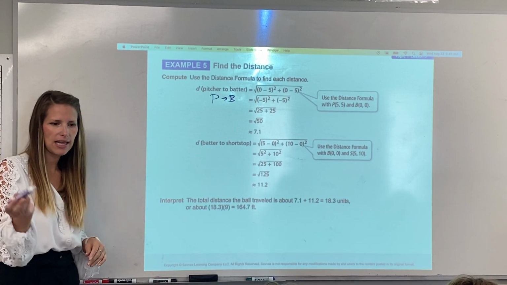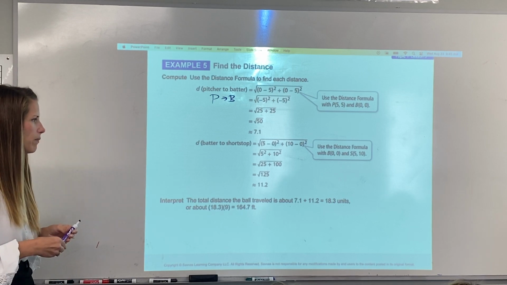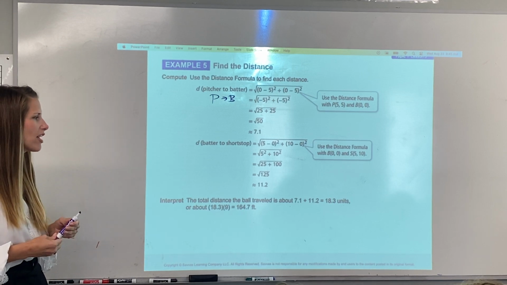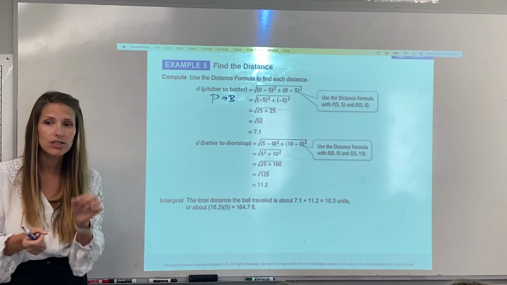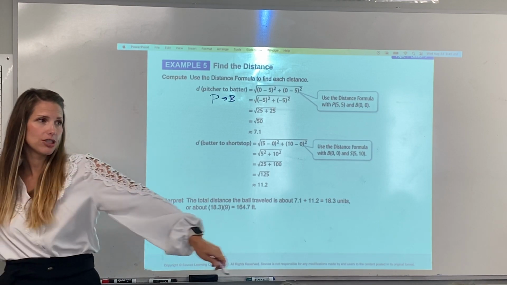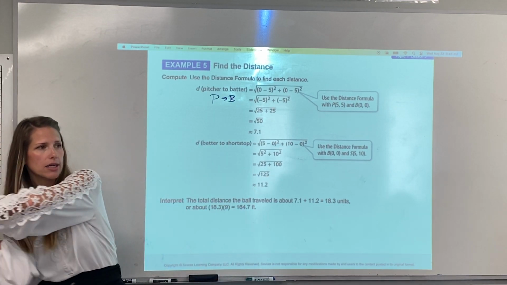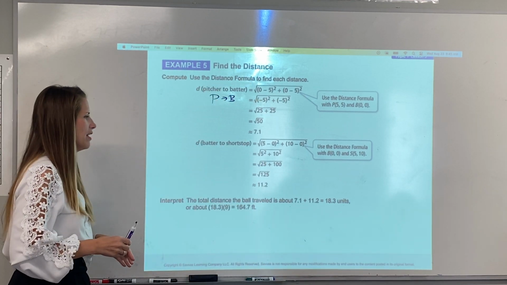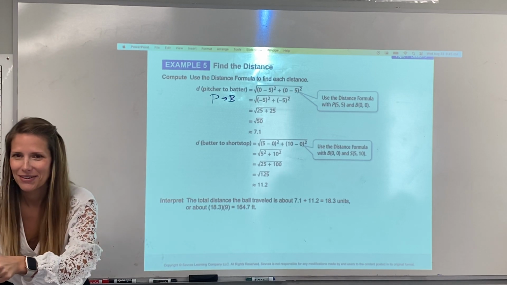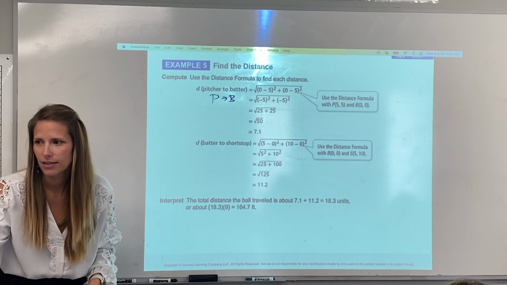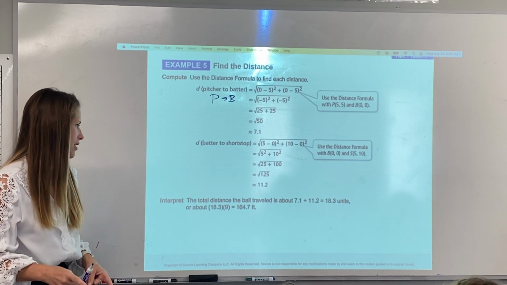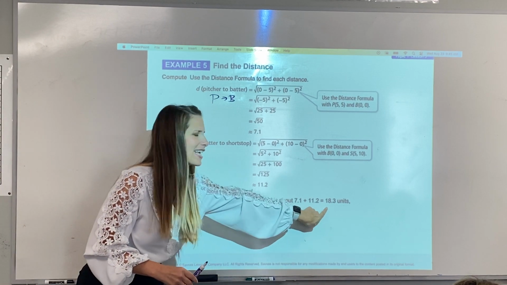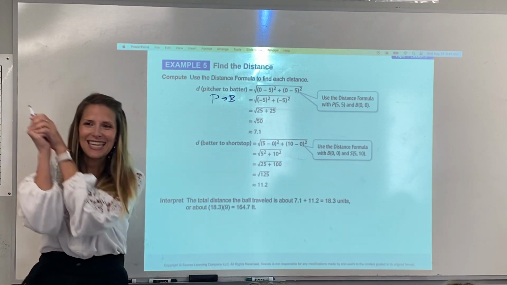And just like Zach said earlier, we have to add them together because we want the entire distance that the ball traveled from the pitcher to the batter to the shortstop. When you add these together, it's 18.3. Yay, we got the answer.